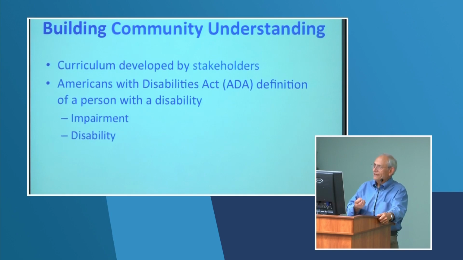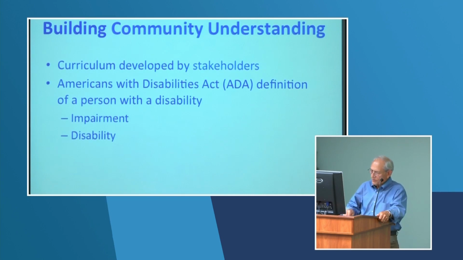An impairment could be any loss or abnormality of psychological, physiological, or anatomic structure or function, and the disability is any restriction or lack resulting from an impairment of the ability to perform a major life activity, such as walking, feeding yourself, hearing, seeing, etc. They may or may not materially affect your activities of daily life.